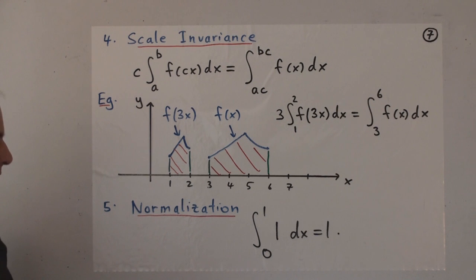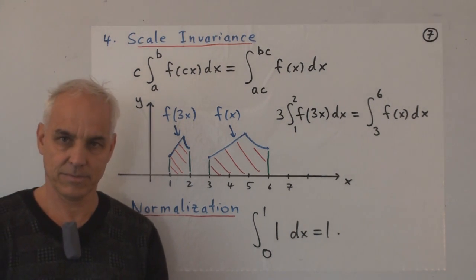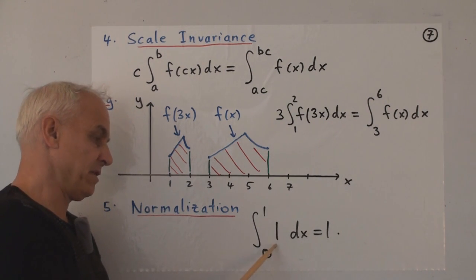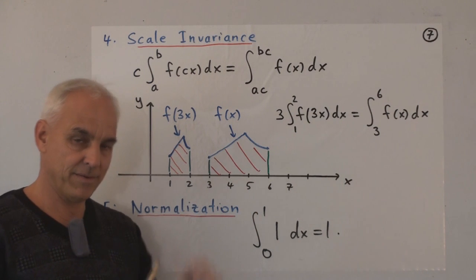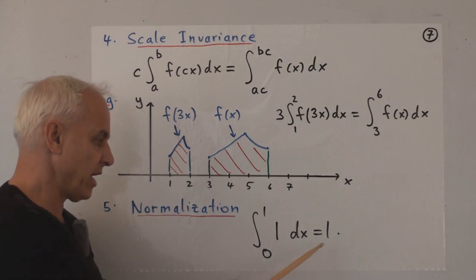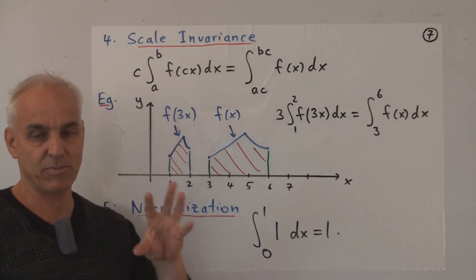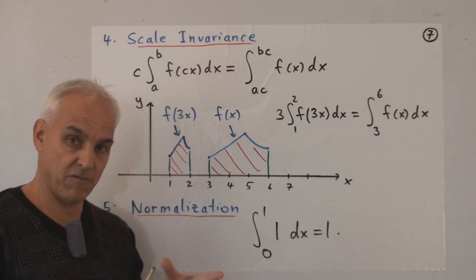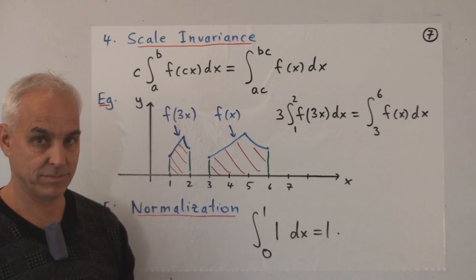And the final property, perhaps the simplest one, is a normalization property. That if we look at the integral from 0 to 1 of the simplest function 1 dx, we should get 1, because that represents the area of a box of base 1 and height 1.